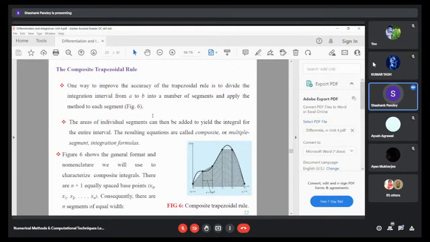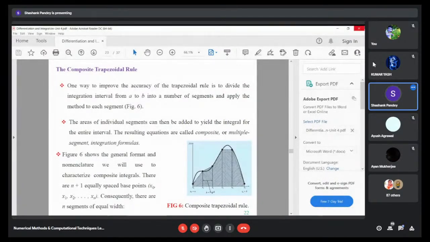So next is the composite trapezoidal rule. The composite trapezoidal rule is again one step ahead of the conventional trapezoidal rule. So how can we improve the solution? That is, how can we improve the value of the integral and get a more accurate answer when compared with the exact answer? So these are some of the steps.